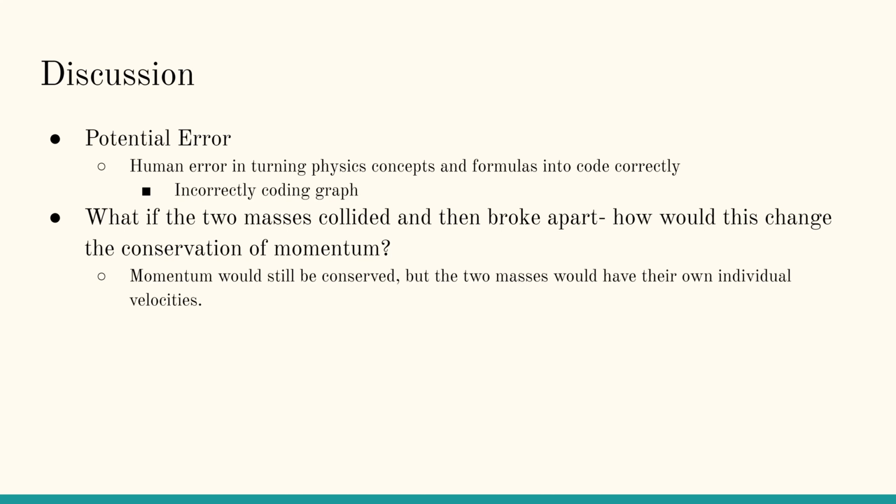Well, in this case, it would most likely still be inelastic because elastic collisions are highly unlikely. So momentum would still be conserved, but the two masses would have their own individual velocities instead of a combined velocity as they become one mass. But kinetic energy would still not be conserved.